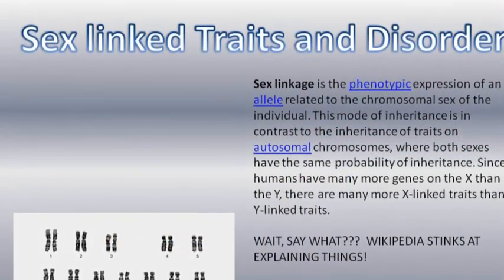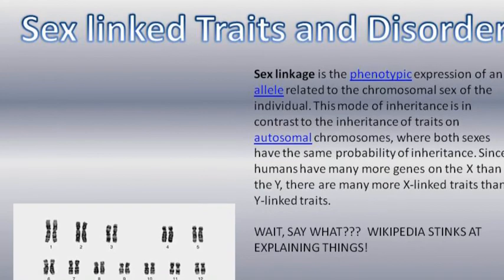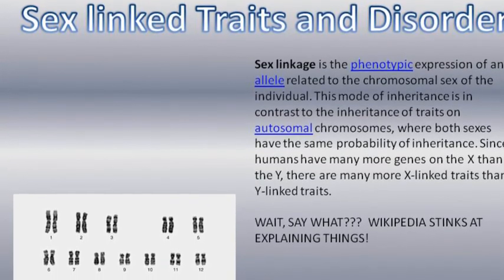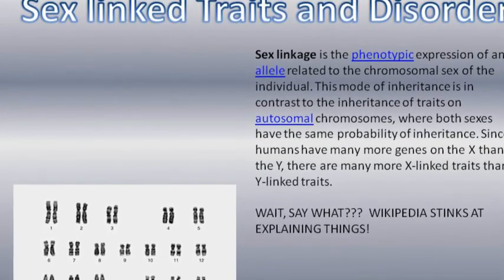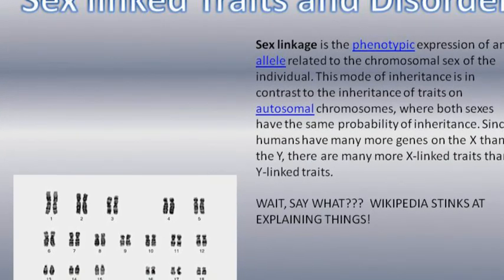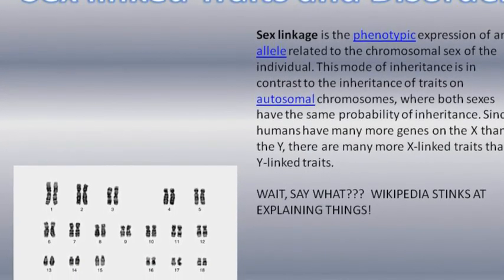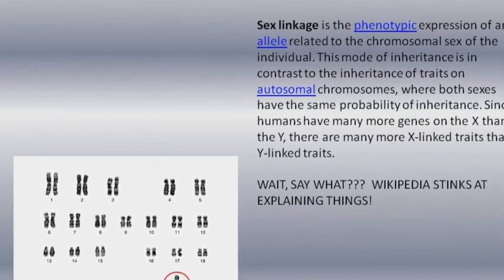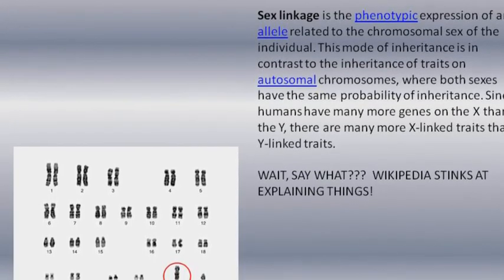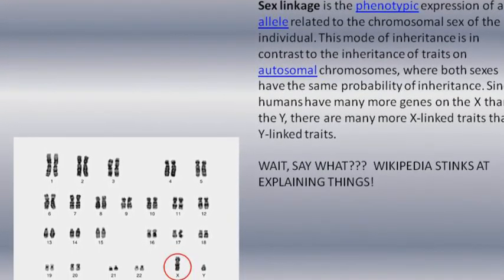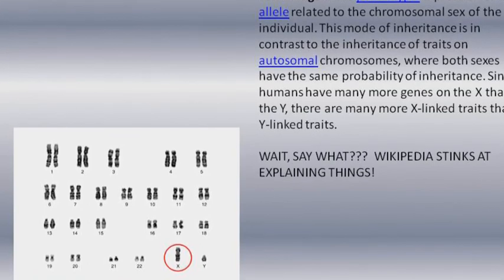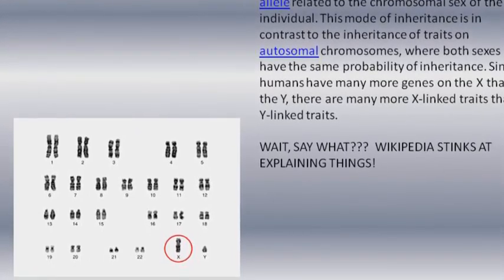Okay guys, the last word is sex-linked trait or disorder. If a trait is sex-linked, all that means is that this trait is tied to the genes on the sex chromosomes. If you look at the karyotype, those are the last 2 chromosomes on the karyotype. The Wikipedia definition is extremely confusing. All you need to know is it's a trait on either the X or the Y chromosome.